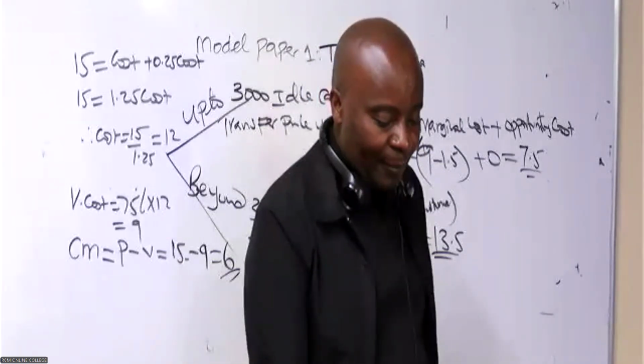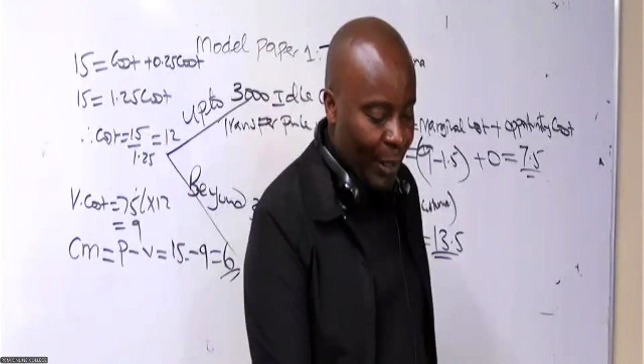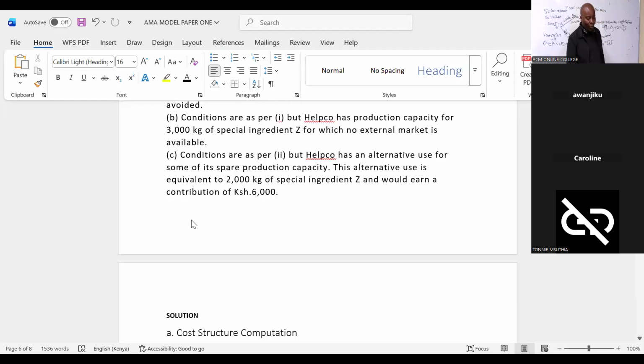Let's try part C. We are told conditions are as per above, but HelpCo has an alternative use for some of its spare production capacity. This alternative use requires an equivalent of 2,000 kilograms of special Z and would earn a contribution of 6,000. So what will be the transfer price here? Just try it. Whatever you write will be correct.